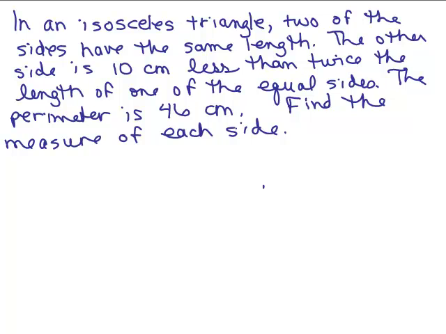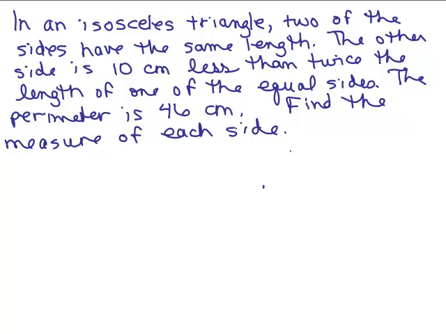All right, we're going to do this geometry problem involving perimeter of an isosceles triangle. So in an isosceles triangle, two of the sides have the same length. So that's actually the definition of an isosceles triangle. The other side is 10 centimeters less than twice the length of one of the equal sides. And the perimeter is 46 centimeters. Find the measure of each side.